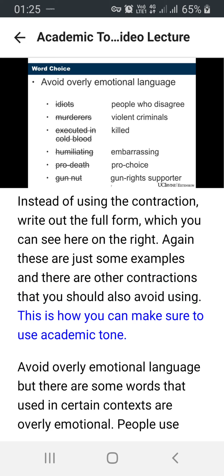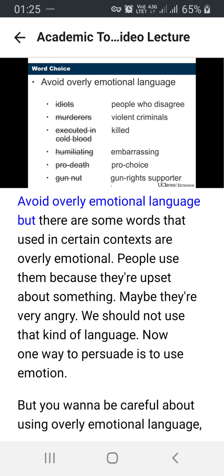This is how you can make sure to use academic tone. Avoid overly emotional language. There are some words that, used in certain contexts, are overly emotional. People use them because they're upset about something. Maybe they're very angry. We should not use that kind of language.